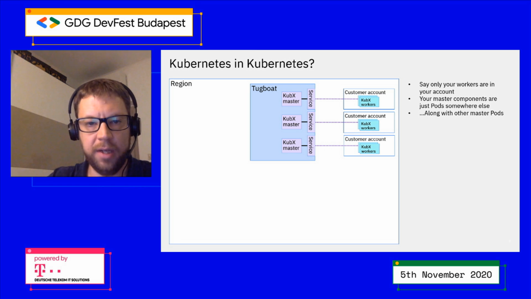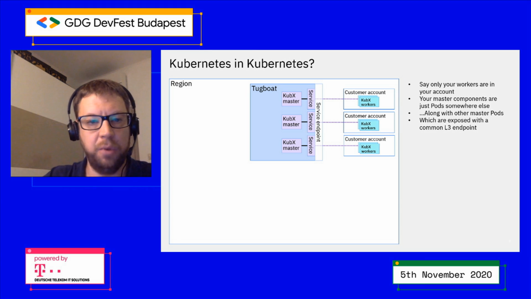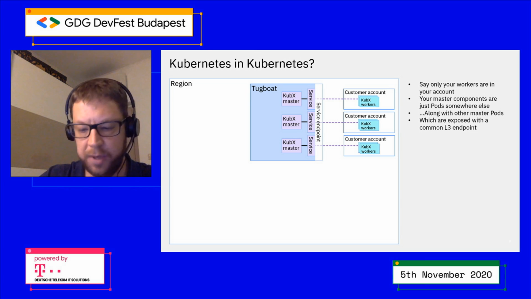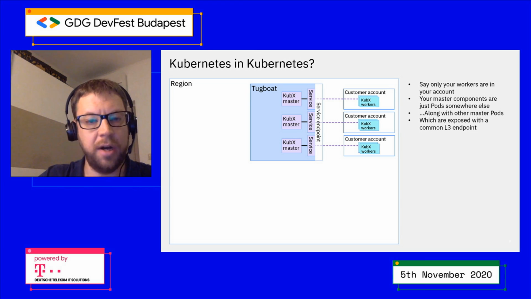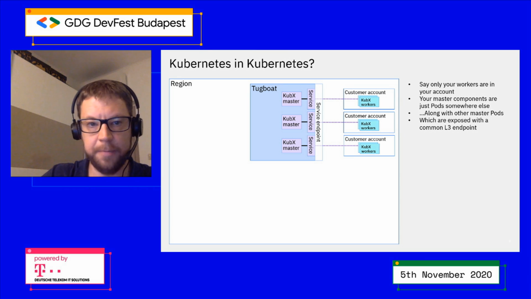Now, usually we can say that the customer account is isolated, which means there is no direct IP routing between the customer account and the service account where the tugboat is running. So we have to put a magic box in front of the tugboat, called the service endpoint, which is exposing special IP addresses, which are routable from any customer account. And of course, there is a lot of firewalling and so on, ensuring only your customer account is able to reach the respective master components.